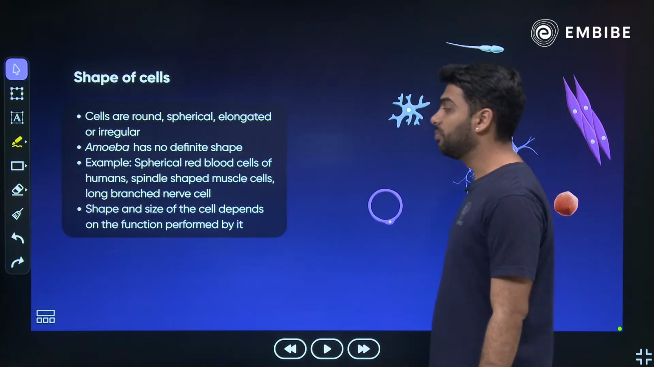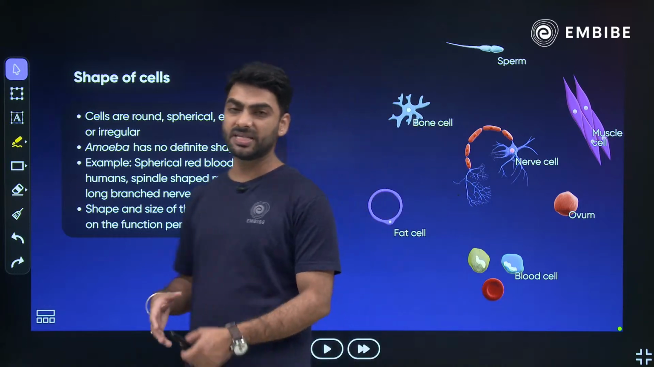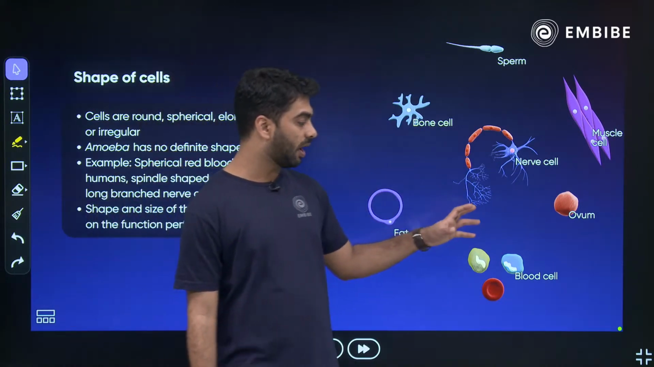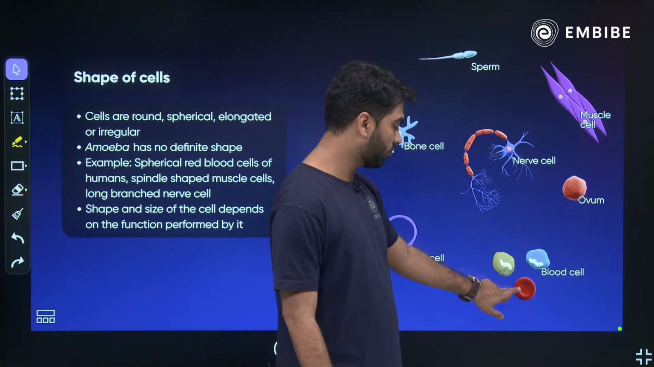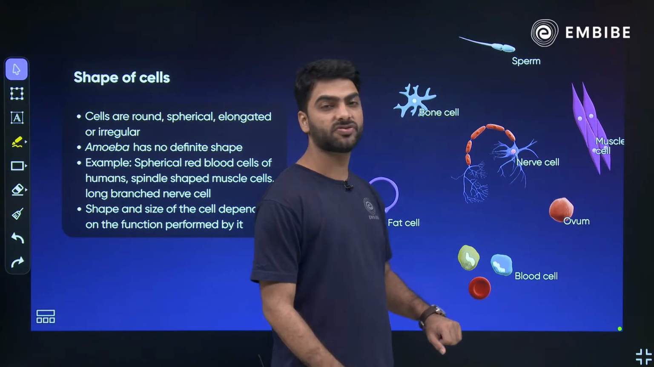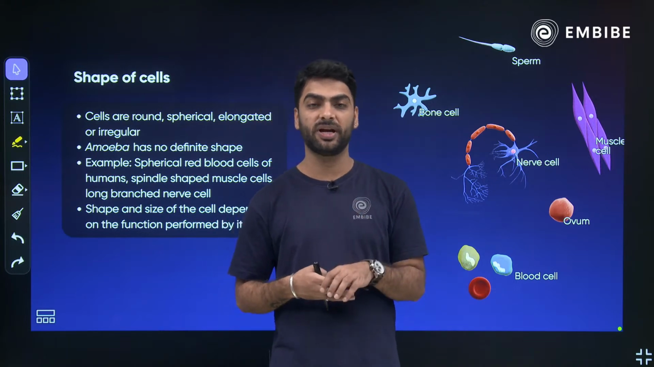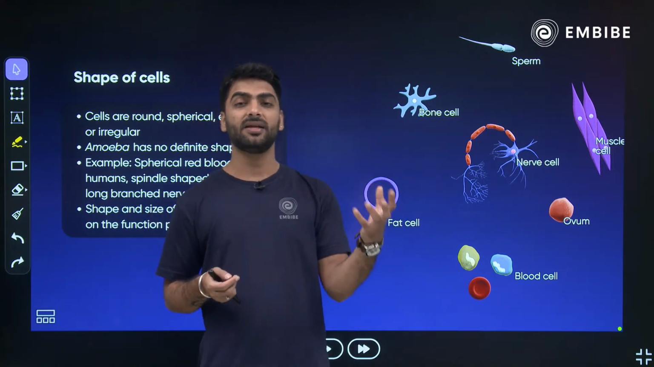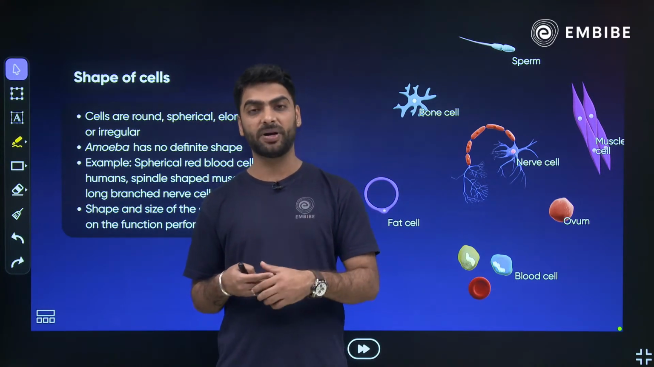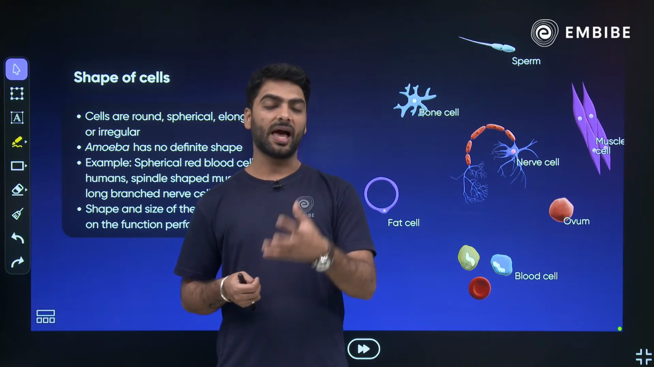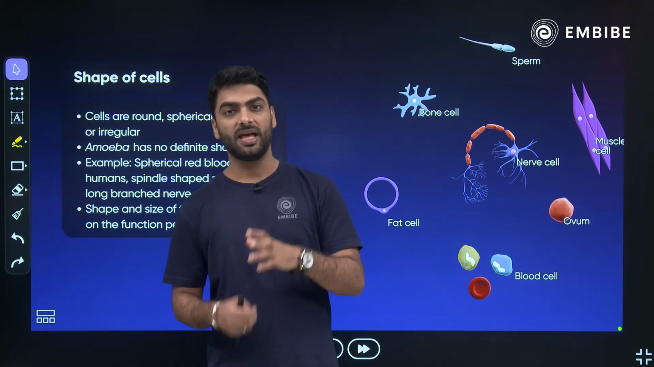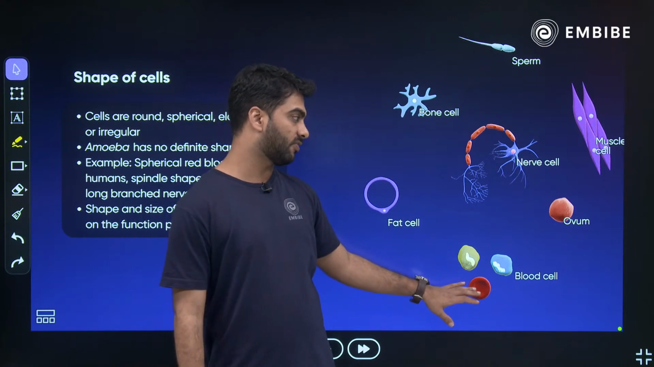So amoeba doesn't have any shape. RBCs are biconcave in shape. Why do RBCs have biconcave shape? As you can see over here, RBCs have biconcave shape because they have to increase the surface area so that they can accommodate maximum oxygen and maximum carbon dioxide, while inhalation and exhalation, and that is why RBCs have a biconcave shape.